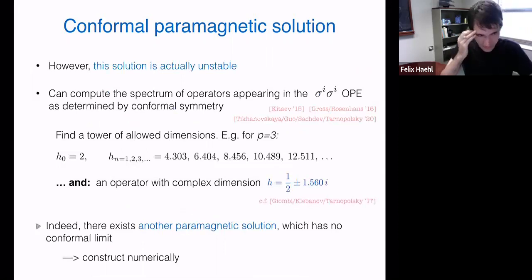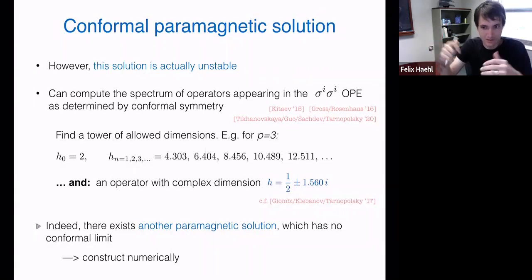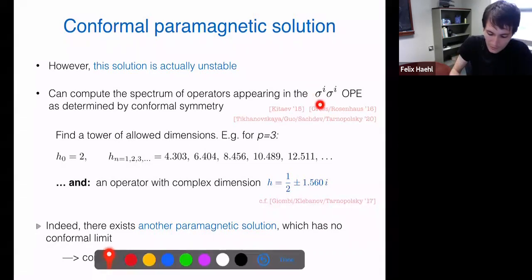But so that's nice, but the problem is that this conformal solution here is actually not stable. So here is where it's different from the SYK case, that this solution is not physical in some sense. One way to see that is by thinking of this as a CFT and considering perturbations to that CFT, and computing the spectrum of operators that appear in the OPE of two of such spins.